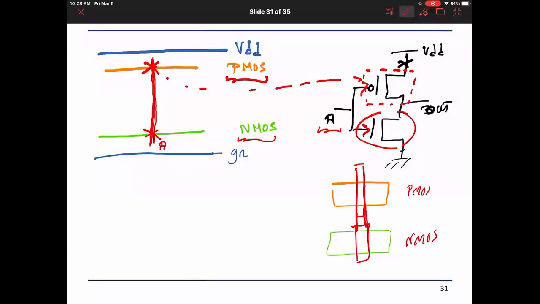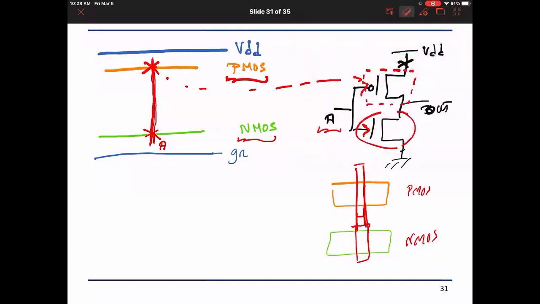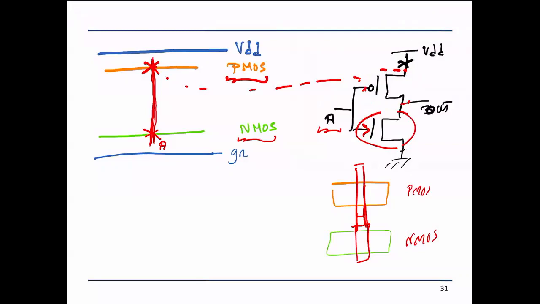Okay, so this is the same gate A. Now, what do I need to do to have the connection finalized? What do these transistors miss? Contacts. Exactly, so I need to send contacts to connect what?